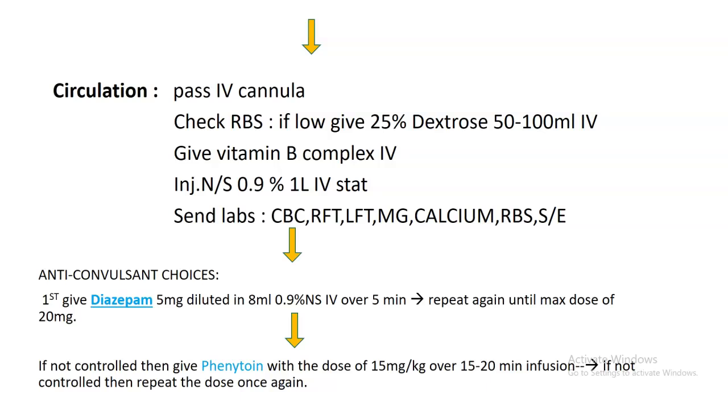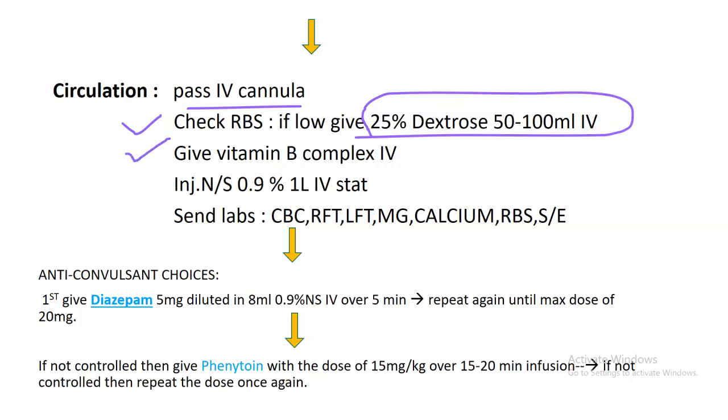The next step is circulation. In circulation, you need to pass an IV cannula. You need to check the RBS because if the patient has hypoglycemia, we need to manage it ASAP. If it is low, you need to give 25% dextrose, 50 to 100 ml IV. You can give the patient injection vitamin B1, thiamine, because if he's an alcoholic, he can have thiamine deficiency. You need to give fluids, then send the labs. You don't need to wait for the seizures to stop to send the labs; you need to send the labs at once.